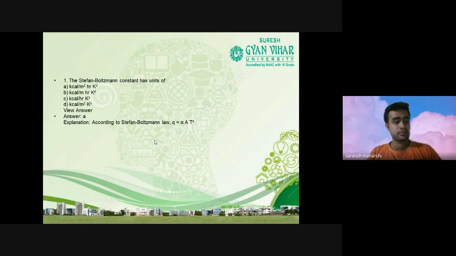Last but not least question. The Stefan-Boltzmann constant has a unit of: option A, kilokelvin per meter square, meter square into Kelvin to the power minus 4. Option B, kilokelvin per meter Kelvin to the power minus 4. Option C, kilokelvin per Kelvin to the power 4. Option D, kilokelvin per meter square Kelvin to the power 4. So the correct answer is option A.